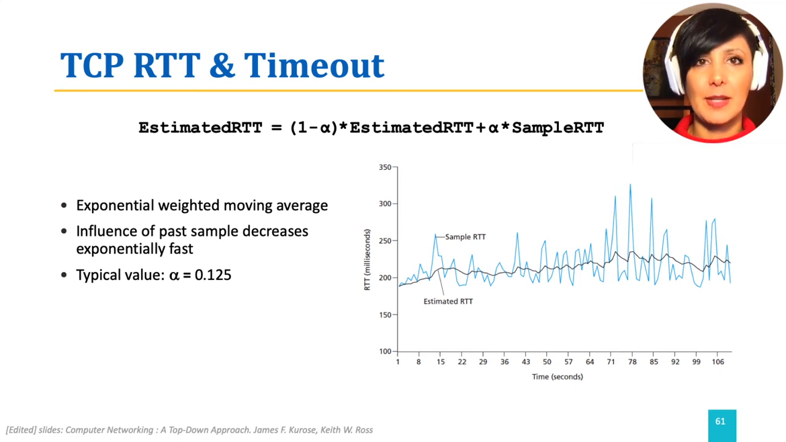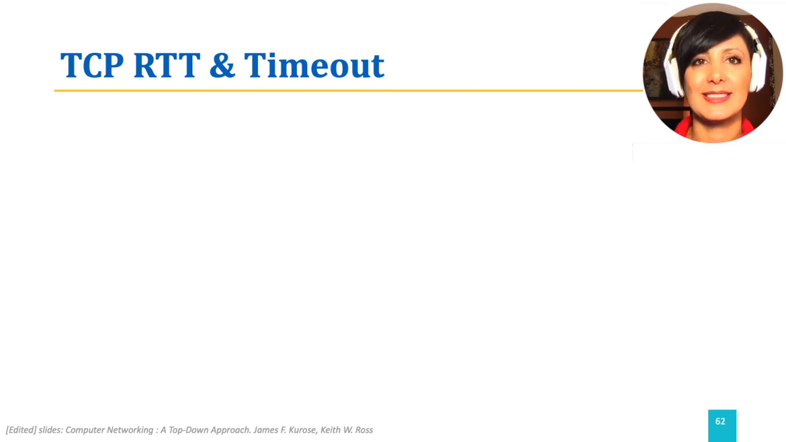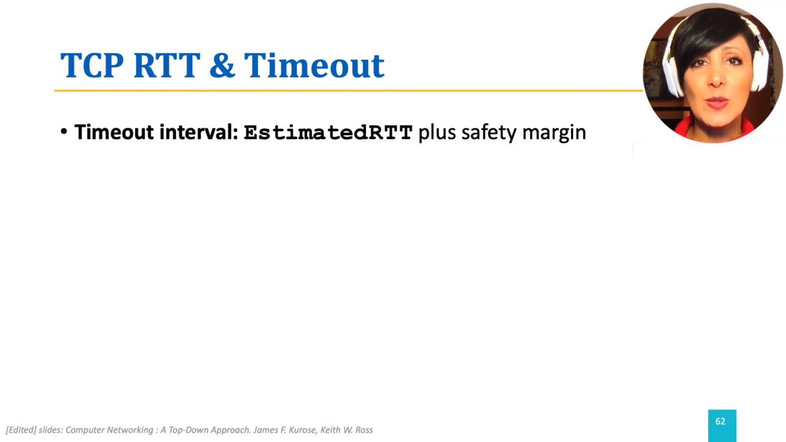RTT. For example, a typically used value of alpha equal 0.125 would yield the RTT estimate shown in the figure with black line, using the sample RTT values shown in blue. Now that we have an estimate of the RTT value, how do we use that to decide timeout?